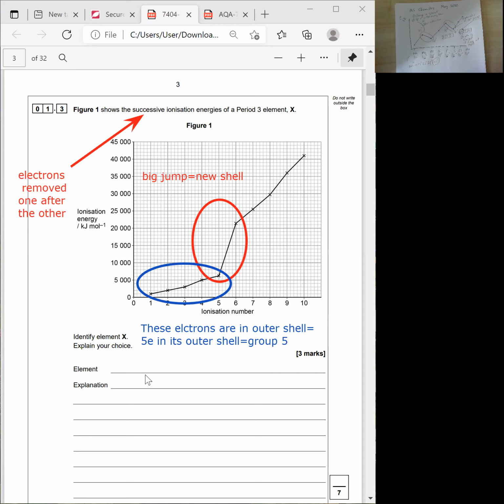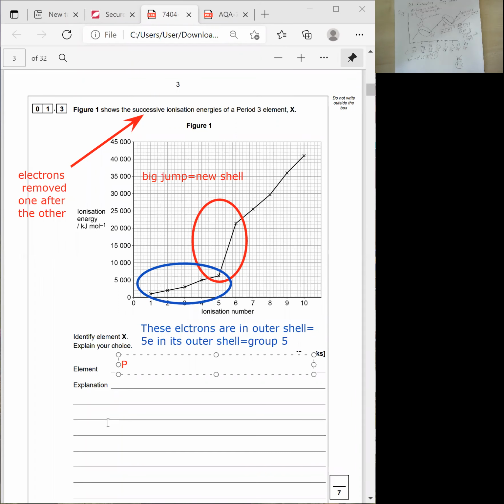So if you look at group 5, we've got nitrogen at the top of group 5, and then we've got phosphorus as well. But nitrogen's only got 7 electrons because the atomic number is 7, whereas phosphorus has 15 electrons because the atomic number is 15. So technically it can't be nitrogen, but it could be phosphorus. So the element there would actually be phosphorus.